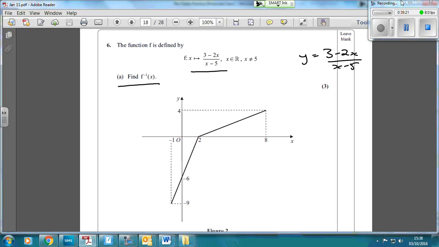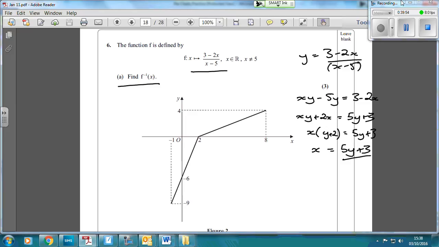Now the issue being is that we've got two different x's here. So in this case, if ever we've got a fraction, we're going to multiply this up the other side. So we've got xy minus 5y equals 3 minus 2x. Once you've done that, you get all the x's on one side and everything else on the other side. That's going to be xy plus 2x equals 5y plus 3. Factorise out the x. x bracket y plus 2 equals 5y plus 3, divided by y plus 2, so x equals 5y plus 3 over y plus 2.